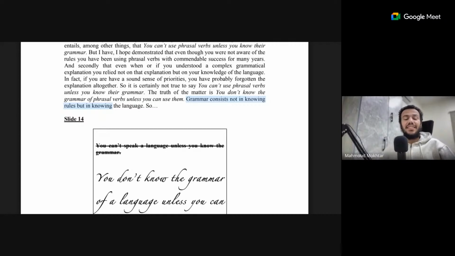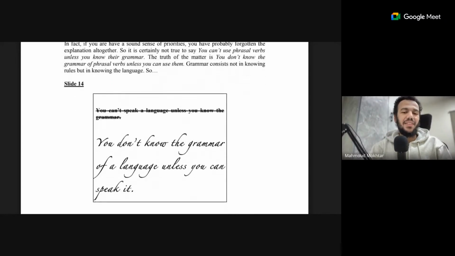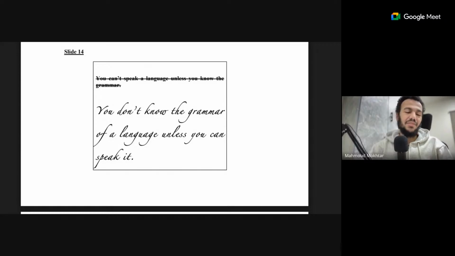Okay. So I didn't even start doing task 6 so far, I mean writing the answers, it is only reading so far, and I didn't go through the rest of the pages of the main file of task 6. But yeah, this is a very good file. You can't speak a language unless you know the grammar. Now it is wrong. You don't know the grammar of a language unless you can speak it. So you need to speak the language and then you learn the grammar.